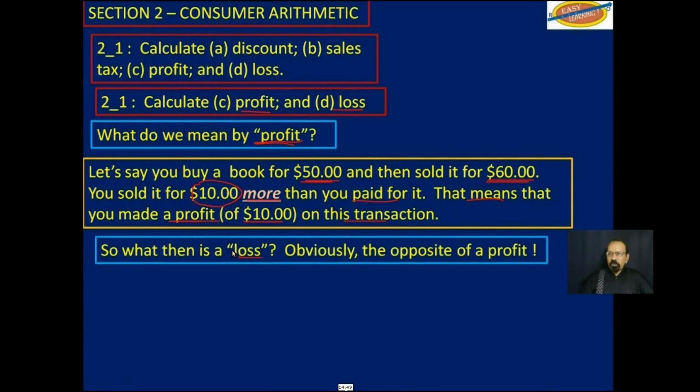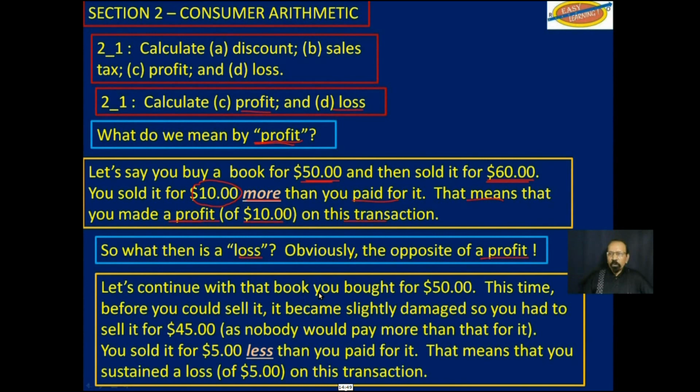So then what is loss? Well, obviously the opposite of profit. Let's continue with that book you bought for $50. This time, before you could sell it for $60, it became slightly damaged, so you had to actually sell it for $45, since nobody would pay more than that for this slightly damaged book. So you sold it for $5 less than you paid for it. That means that you sustain a loss of $5 on this transaction. So that is what we mean by profit and loss.